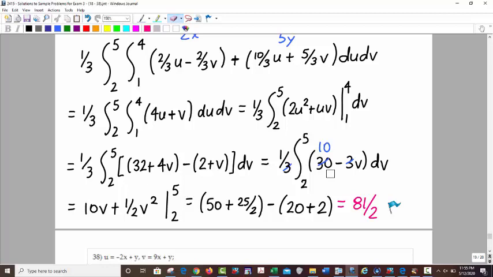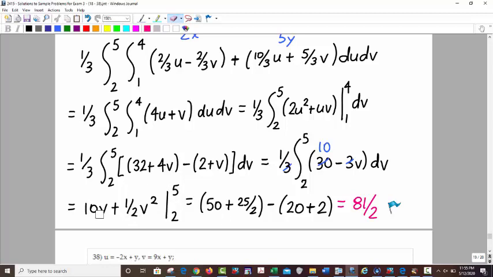I guess I just saw that and felt the need to do it. So the antiderivative of 10 would be 10v, and then the antiderivative of v itself will be 1/2 v squared. Put in 5, put in 2, we'll get 50. Of course, you can use your calculator to do all this. You don't have to do it like this, but 25 over 2.